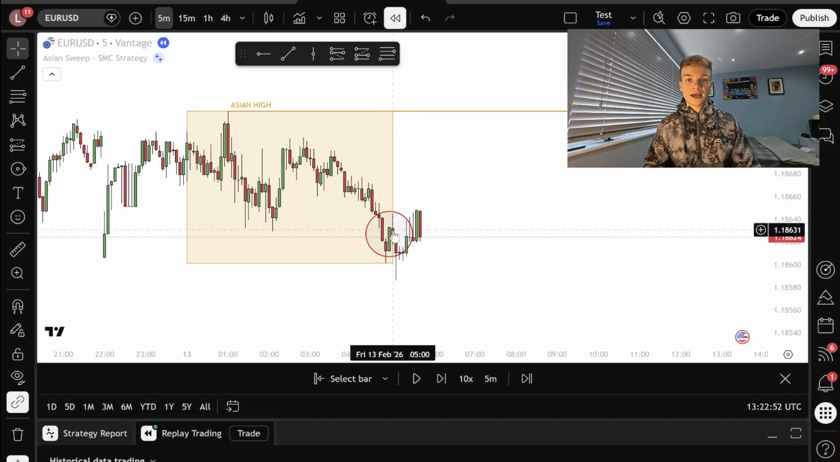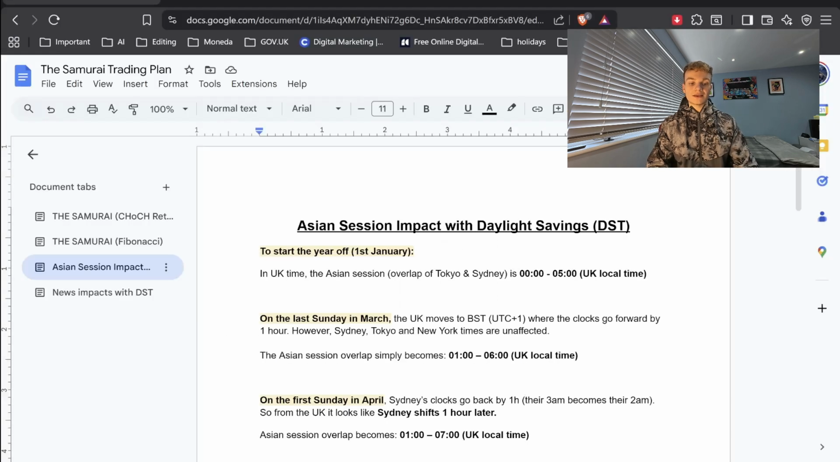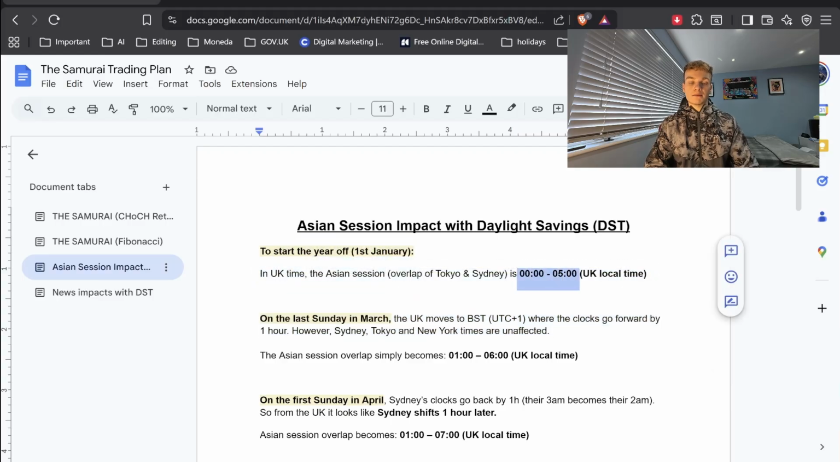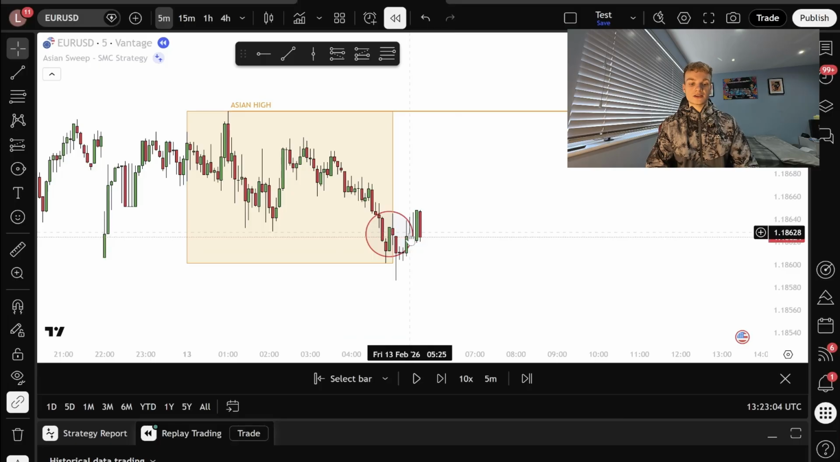We can't include that candlestick because right now I'm in Feb, and obviously based on our daylight savings that we spoke about earlier, during the months of January up until the end of March, we are operating and looking at midnight till 5 AM as our Asian session overlap. So the 4:55 candle that closes at 5 AM is the ending of our session.